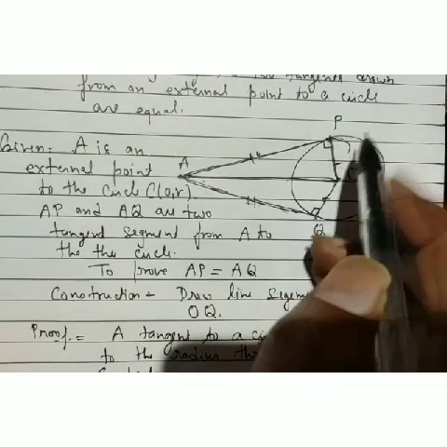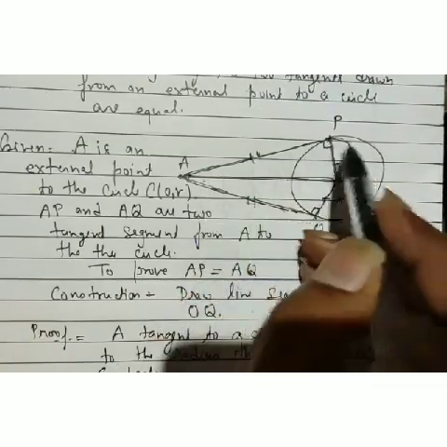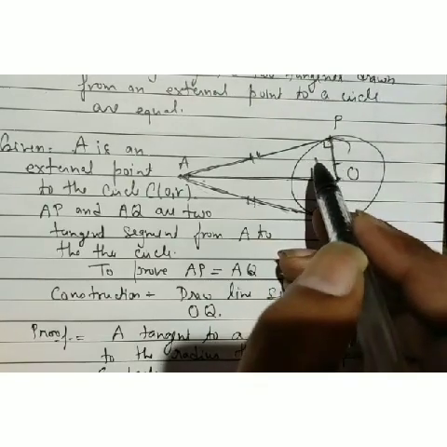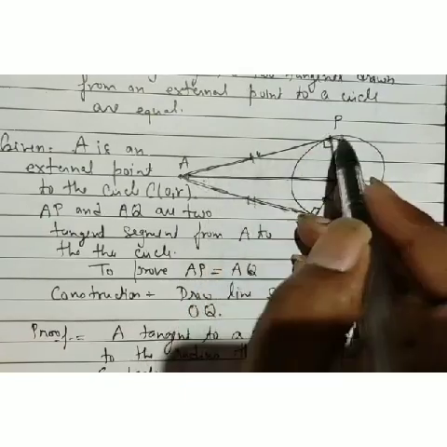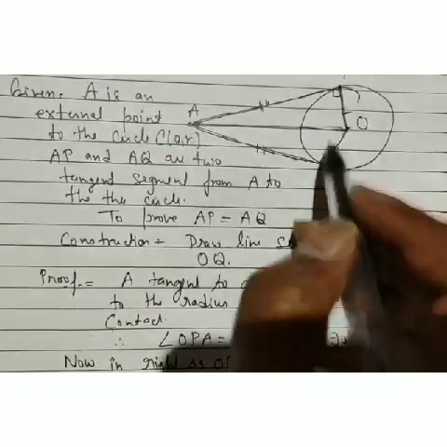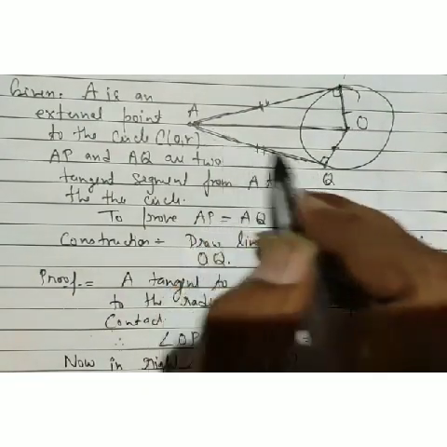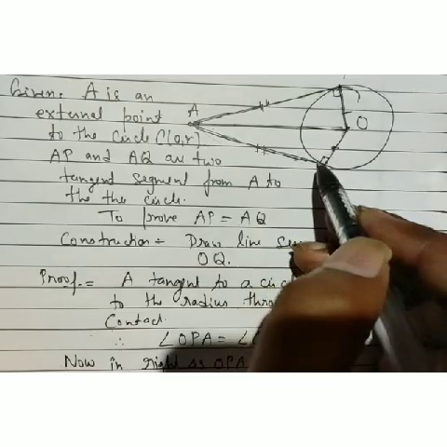In the first theorem we have seen that this is our radius, this is our point of contact, and this is the tangent. We proved in our first theorem that the radius is perpendicular to the tangent at the point of contact. So it is 90 degrees, and also OQ is our radius and AQ is our tangent, so at the point of contact both are perpendicular to each other.